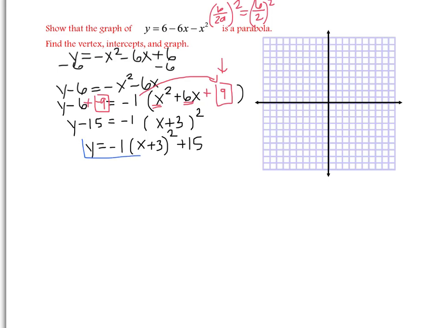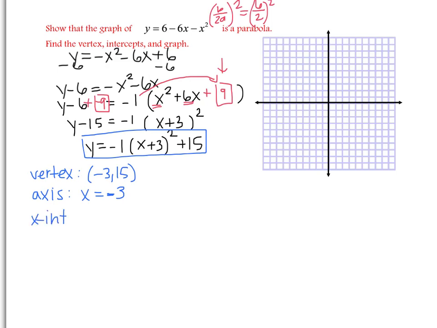Now we have vertex form and we can find all of those features of the graph that we want to find. Starting with the vertex, that one's easy to see. It's our h and our k. So our h is going to be negative 3, our k is 15. Axis of symmetry after that is also easy. It's the vertical line through the x coordinate, so that's x equals negative 3.